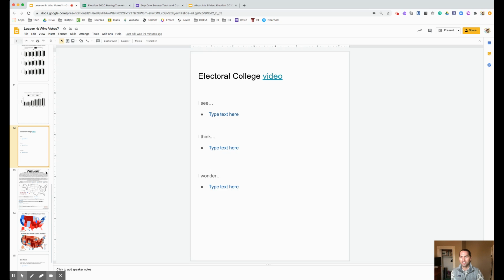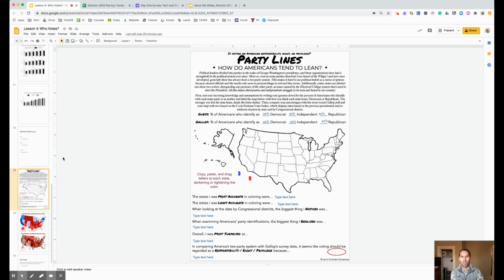And then what we're going to do is look at this thing called party lines, where we're basically guessing what percent of the country you think is Democrat, Independent, and Republican. And then we're going to actually look at the data to figure it out. So in Google Classroom, let me pull this up. I have 3 websites for you that you'll need to do this.